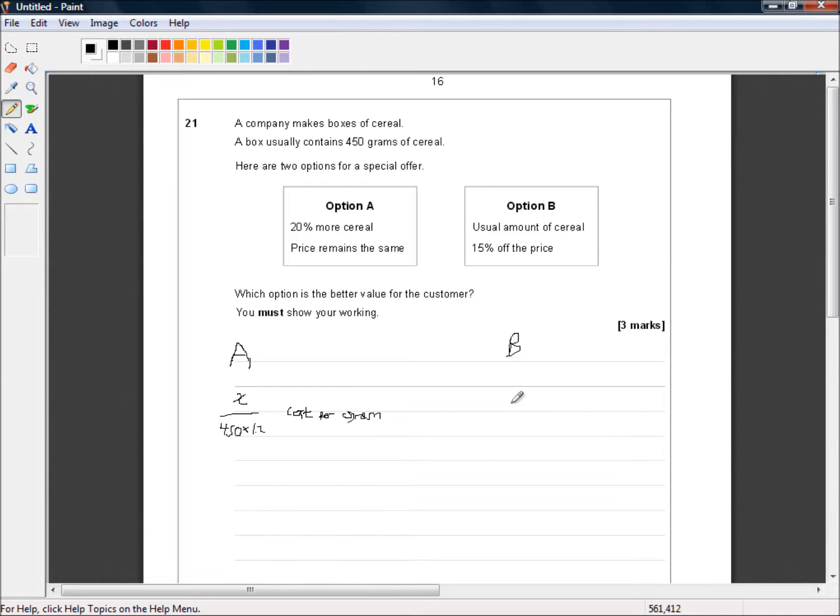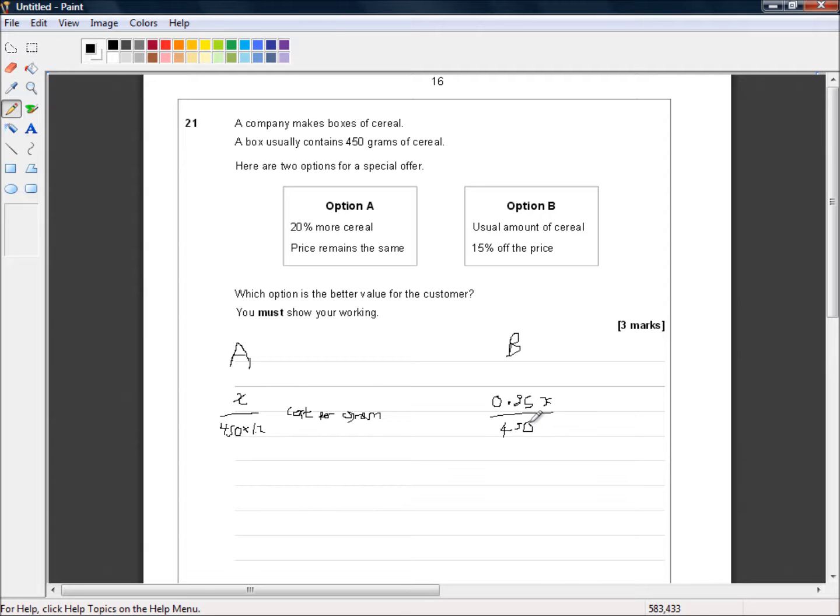And for B, instead of X, the price is reduced by 15%. So it's 85% of X, so it's 0.85. It's 100 minus 15 is 85. So it's 0.85X. And the grams remain the same as 450.